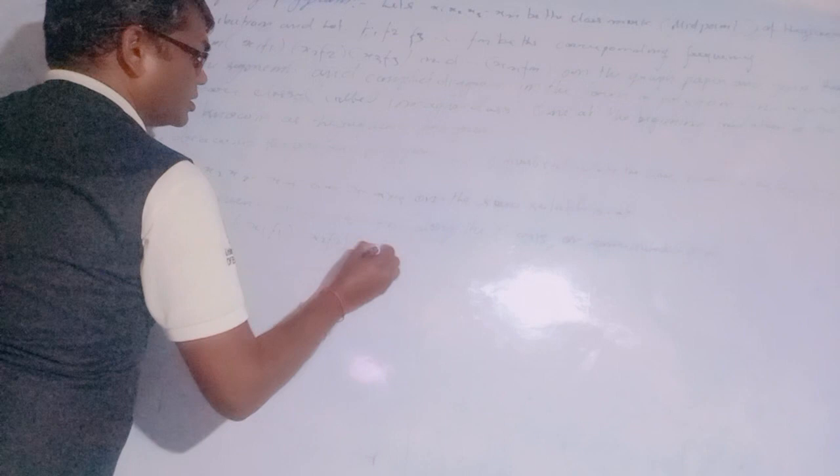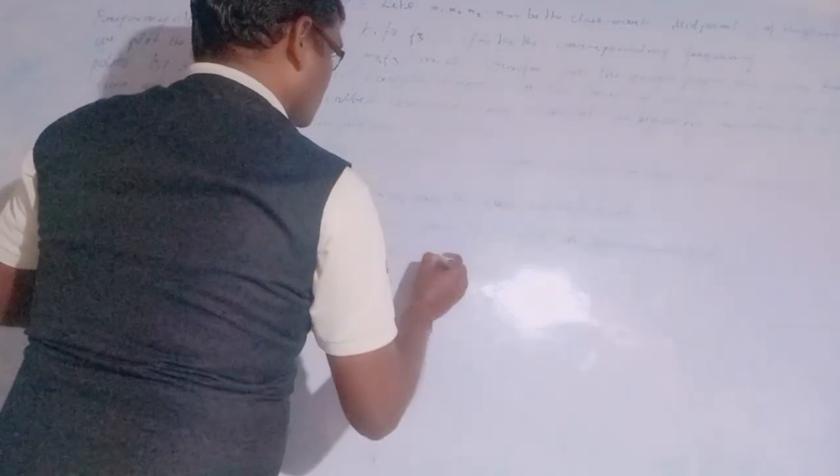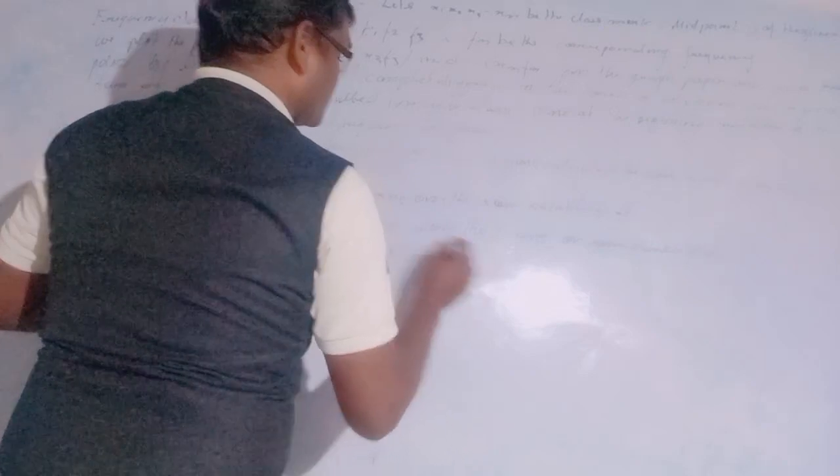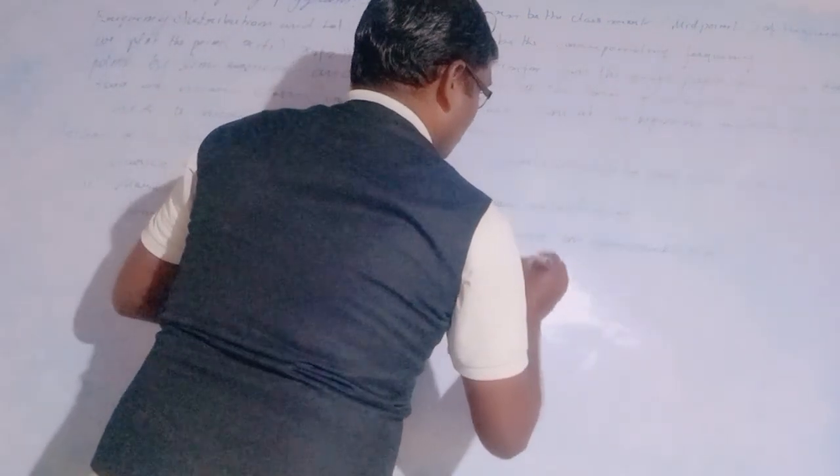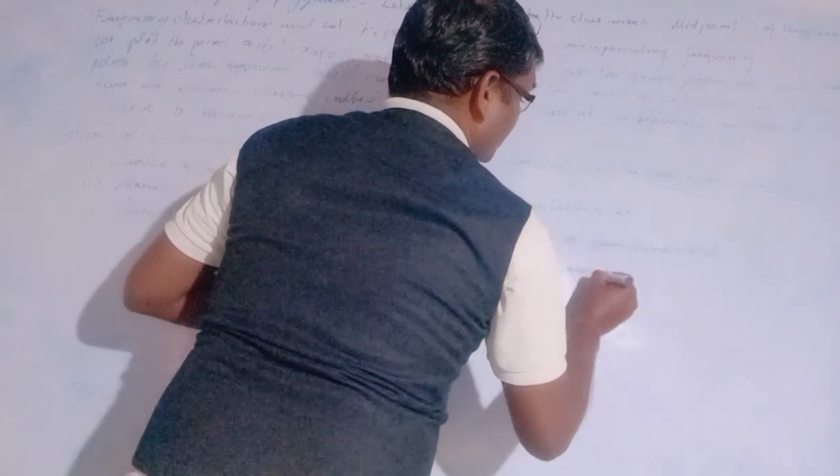Join the points (x1, f1), (x2, f2), (x3, f3), ..., (xn, fn) by line segments. Then further, we take the fifth step.